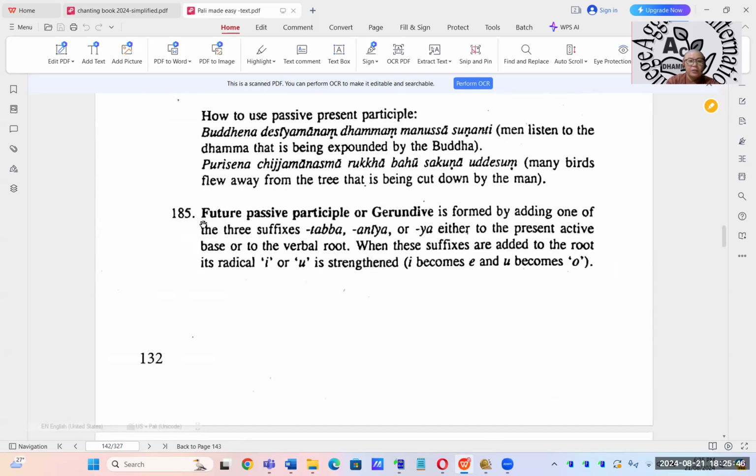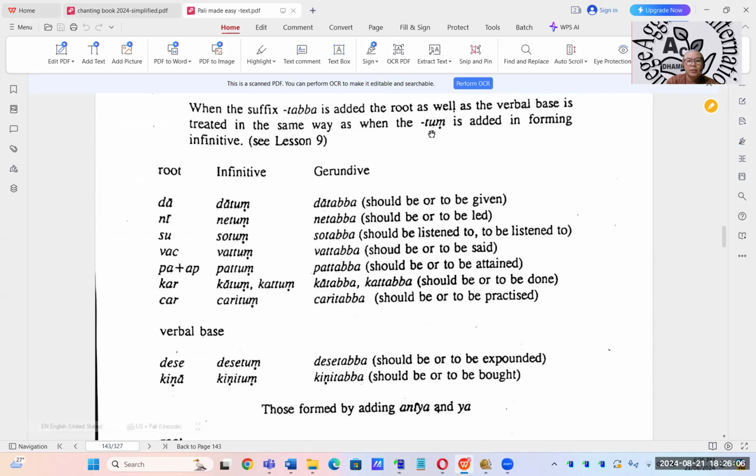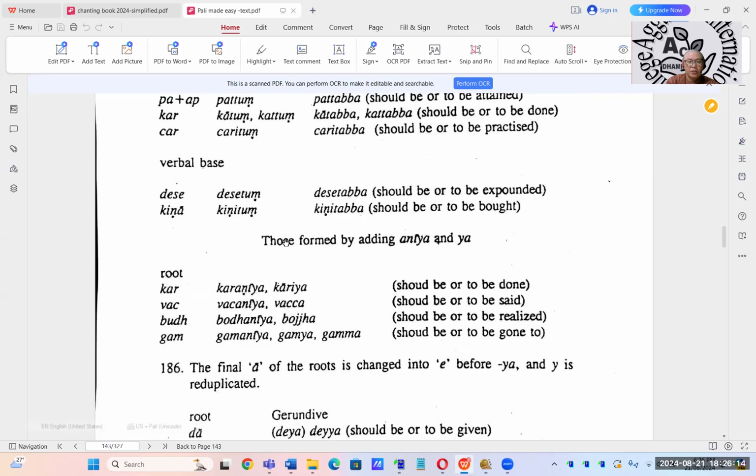Okay, now this suffix is called gerundive. We call it future passive participle. It's actually formed by adding tabba or aniya or ya. So future passive participle, gerundive. This is called tabba here. Now the meaning of tabba is actually very simple: should be, or to be given. That's all.